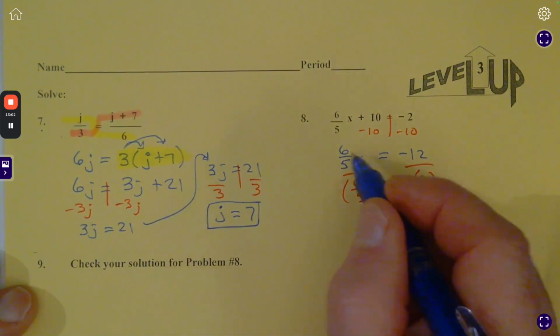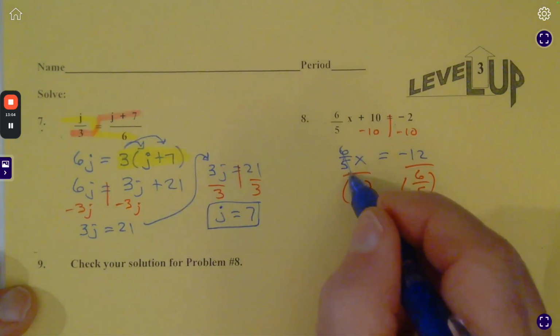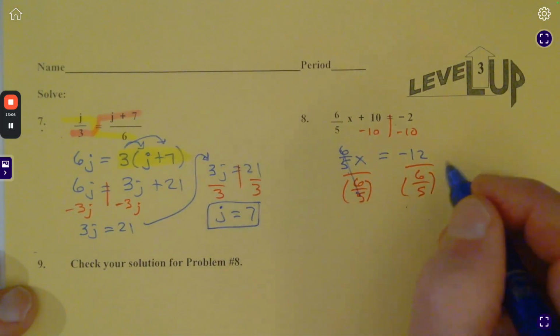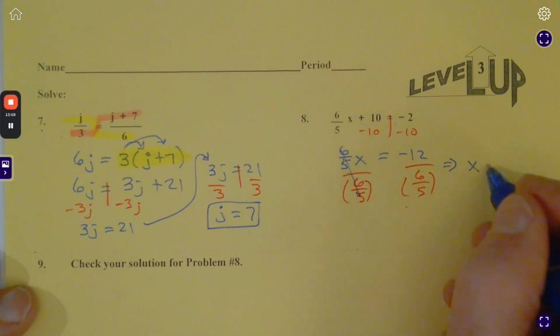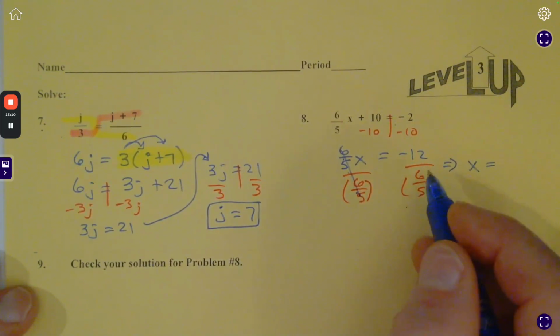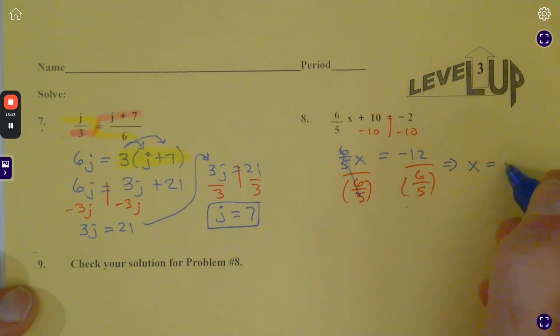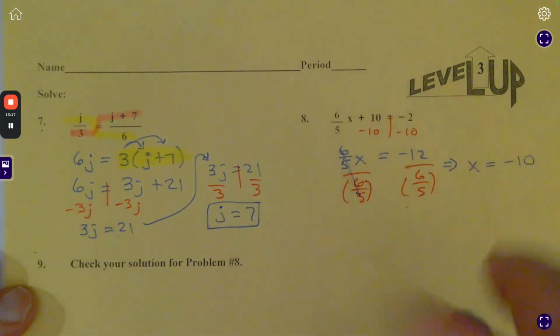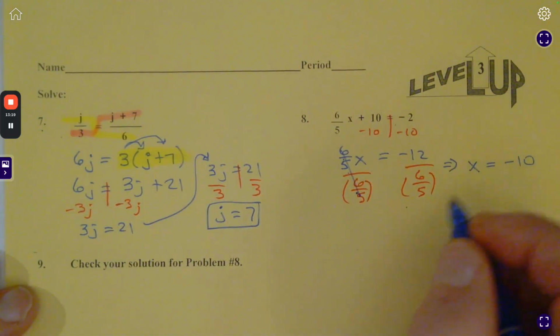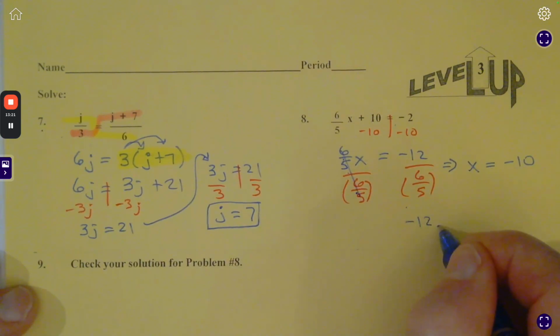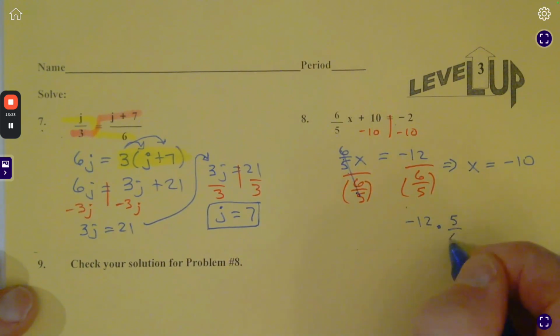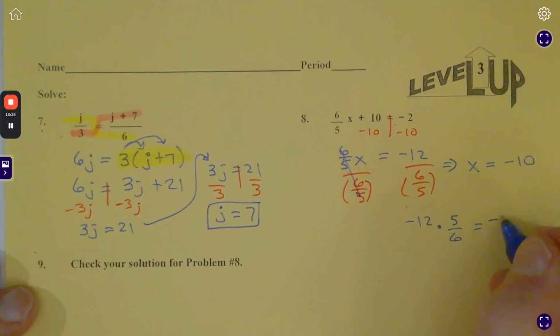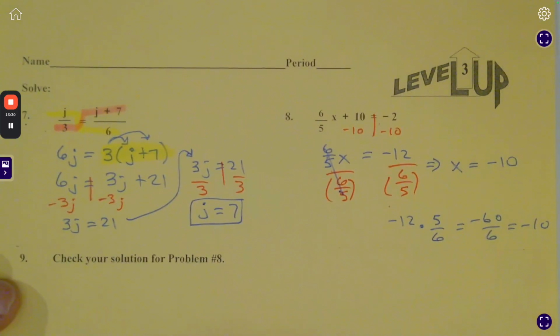6/5 divided by 6/5 is 1. When you divide something by itself, it's 1. So 1x equals, when I put this in my calculator, I'm going to end up getting negative 10. If you invert and multiply, you would also get negative 10. By the way, inverting and multiplying would look like this. And then to simplify that, you'd get negative 60 over 6. That's how I get my negative 10, right there.